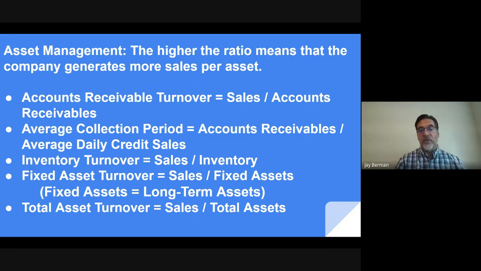Inventory turnover equals sales divided by inventory. How quickly are you turning over your inventory? Fixed asset turnover, sales divided by fixed assets. Fixed assets also means long-term assets. And then total asset turnover, sales divided by total assets. In other words, how quickly are you generating sales given the total amount of assets that your company owns.